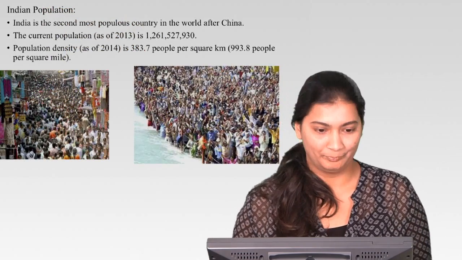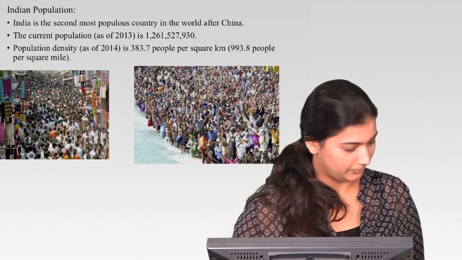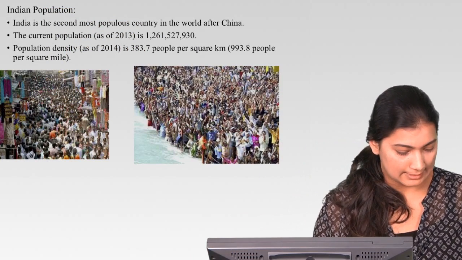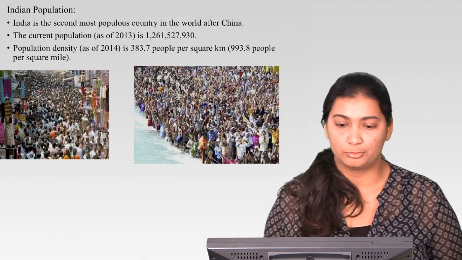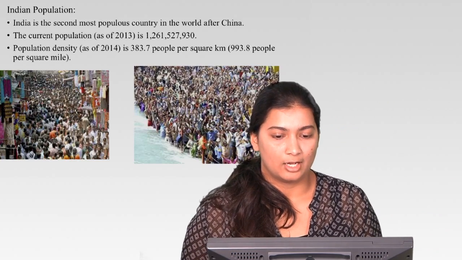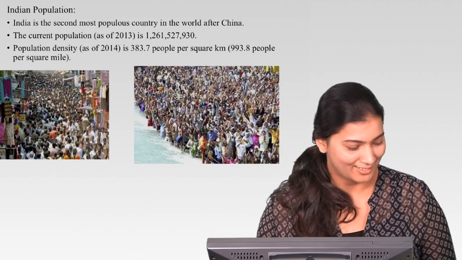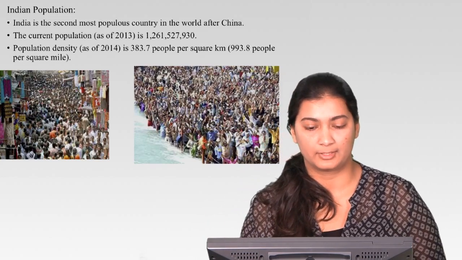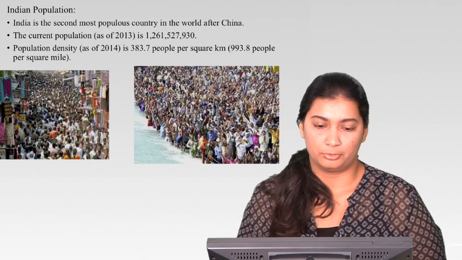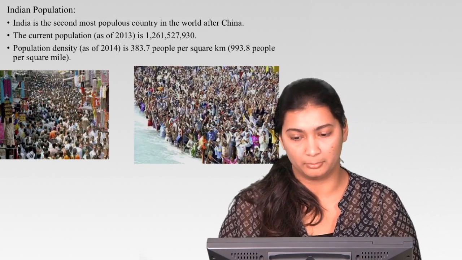Indian population. India is the second most populous country in the world after China. Based on the total number of births, deaths, net migration rates, the population as of 2013 is 1.2 billion people. You can see the number, it's really big. And the population density, as of the year 2014, is about 383.7 people per square kilometer.